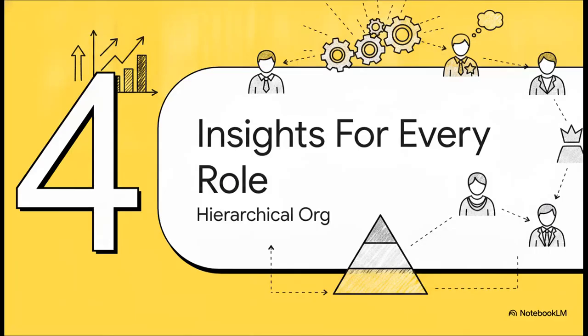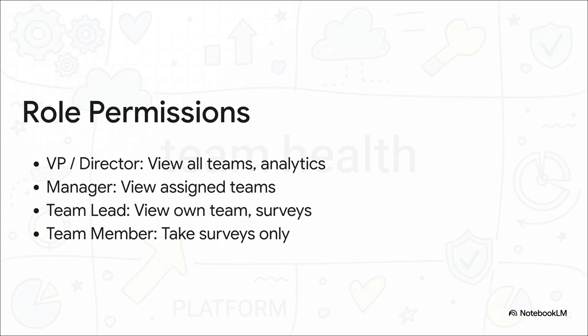Next up, Section 4. Insights for every role. When you scale this up, Team360 supports a strict 5-level hierarchical organization to make sure privacy and focus are maintained. A team member only ever has access to take their own surveys. A team lead, though, gets detailed breakdowns, response distributions, and individual tracking exclusively for their specific team.